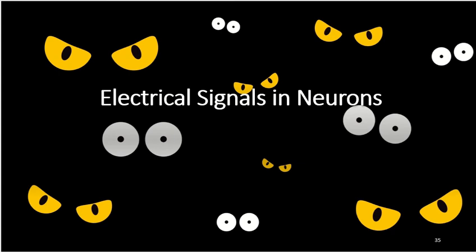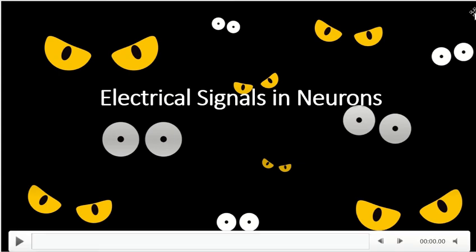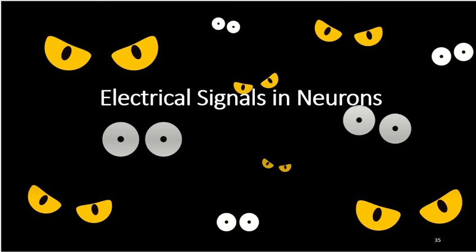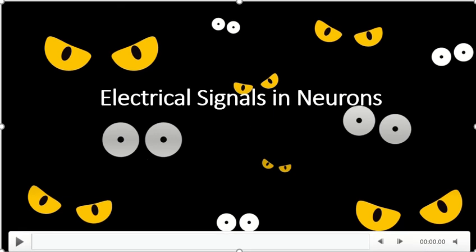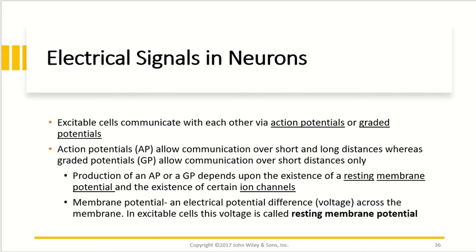So this is part 2 in the chapter 12 lecture on the nervous system, talking specifically about electrical signals within neurons. So, electrical signals within neurons. This is really important because this is basically how information is transmitted through those neurons.